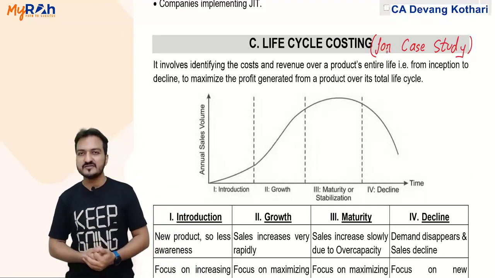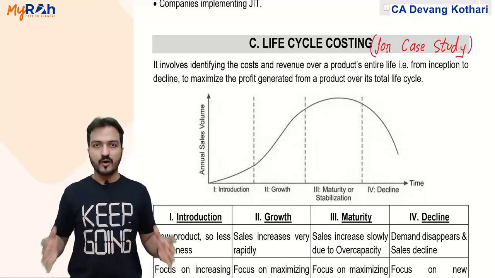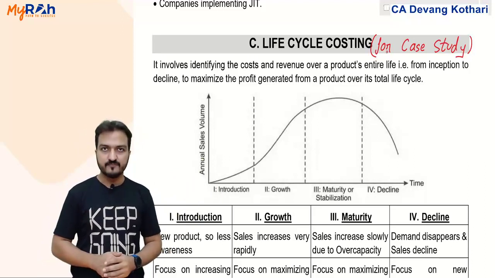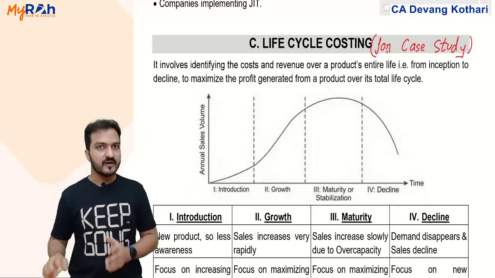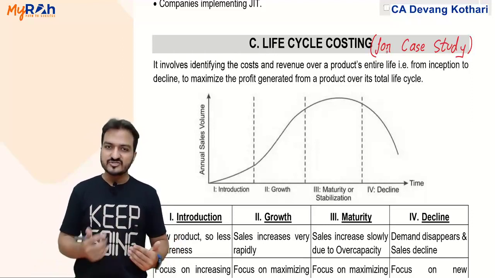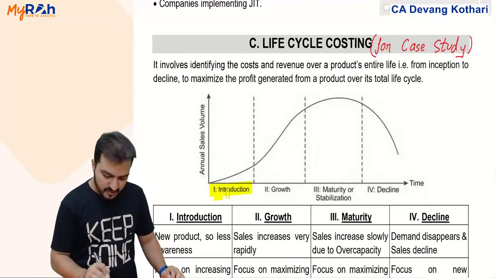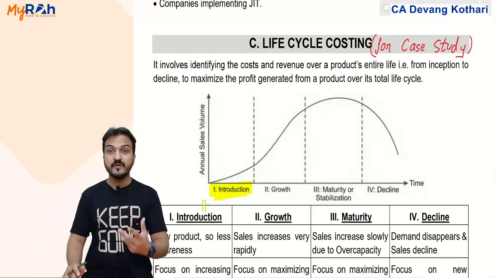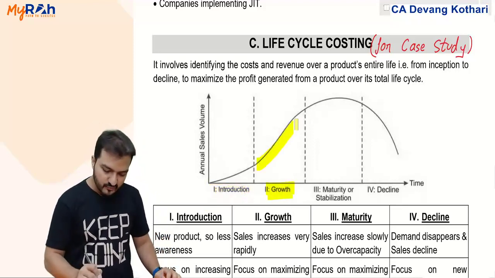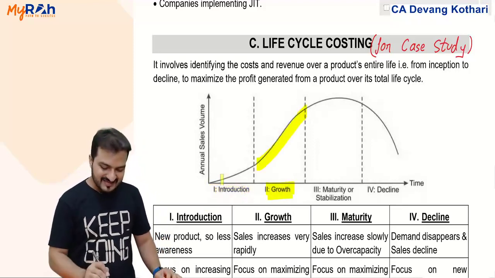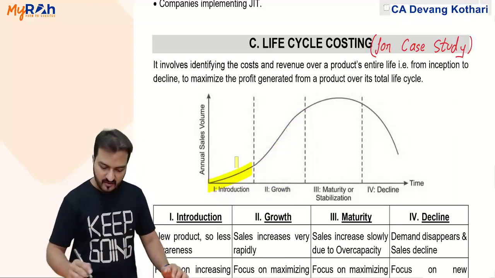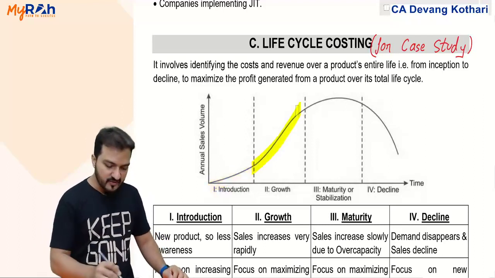So what exactly is life cycle costing? It says that every product, say a new product, will have different phases in its life cycle. First stage, when you newly launch a product, it enters into the introduction phase. Then once people get to know your product, you will enter the growth phase where your sales will rapidly increase. You notice that in the introduction stage, the sales was increasing very slowly. Then in the growth stage, it increases very rapidly.